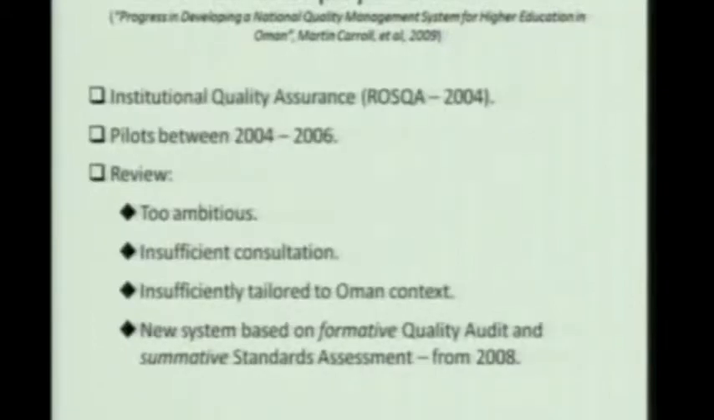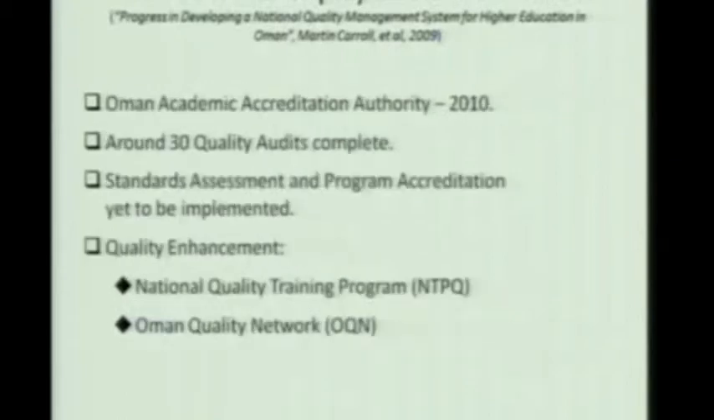Institutional quality assurance started in Oman in 2004, and pilot reviews were then undertaken. They were not wholly satisfactory. The assumptions regarding the maturity of institutions were wrong, and the pilots were far too ambitious. There was a feeling that there had been insufficient communication and consultation with the providers, and there was also a feeling that there was insufficient attention given to the special circumstances that pertain in Oman. As a result, a new framework was developed based on formative quality audit, followed by summative standards assessment.